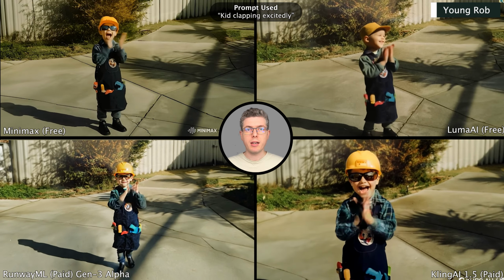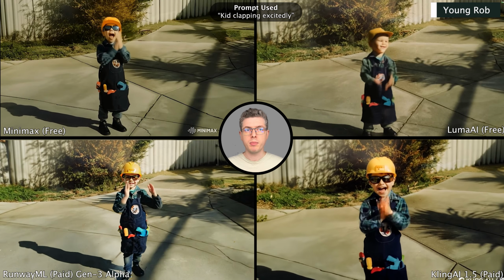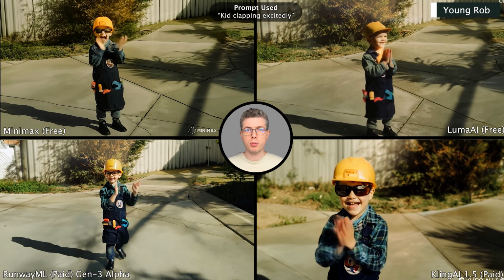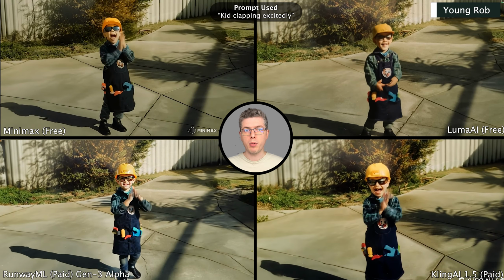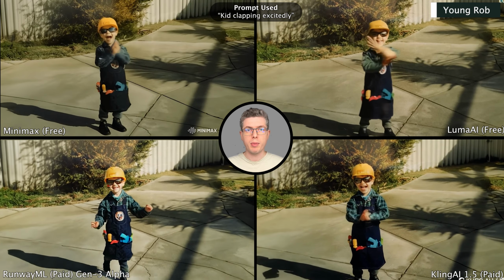So for the experiment today, I've tried 4 different models from Kling, Runway, Minimax, and Luna AI. Kling and Runway have their best models locked behind a paywall, so I've actually put a little bit of money behind it so you can see the output, and that's what I've used here as the best output from their models.